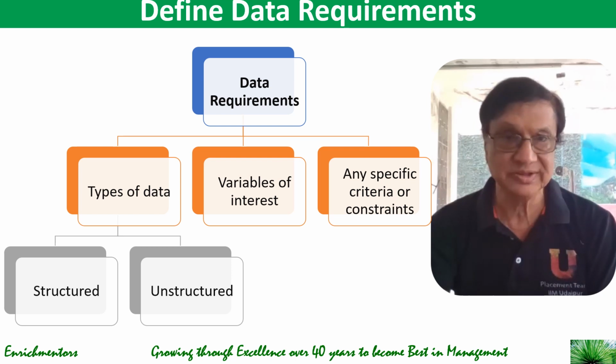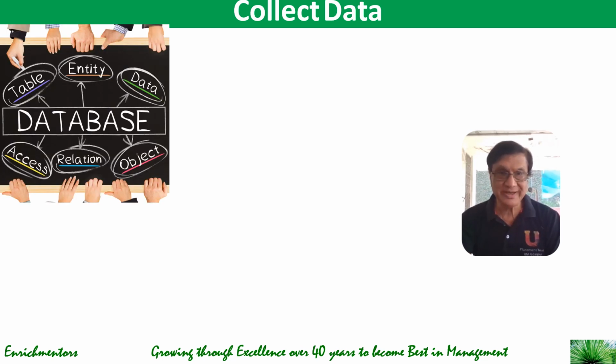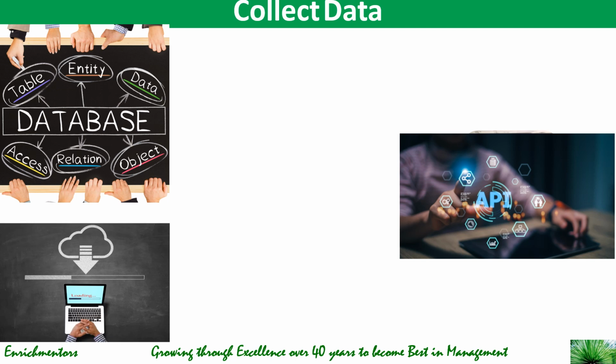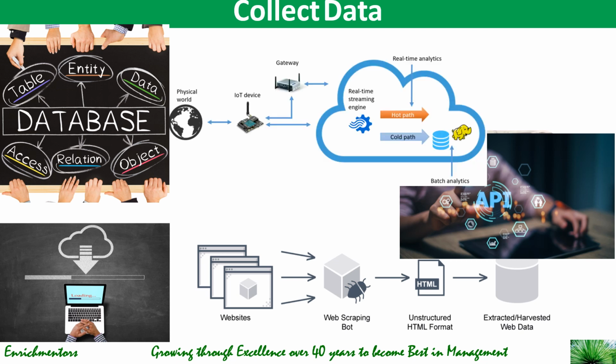Then you need to gather data from identified sources using appropriate methods and tools. Now, this may involve querying databases, accessing APIs, downloading files, scraping websites, or collecting data from sensors in IoT, right? So these are the five things that we would like to mention here that you can use to collect the data.